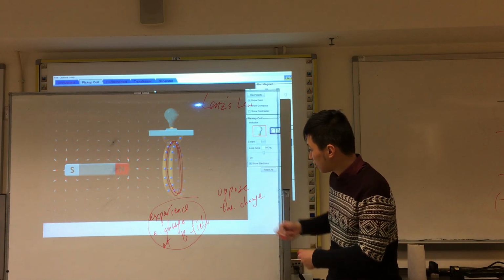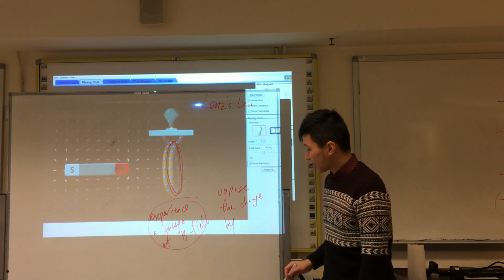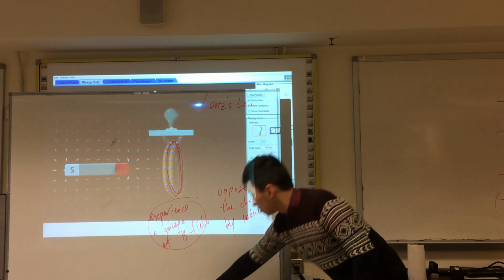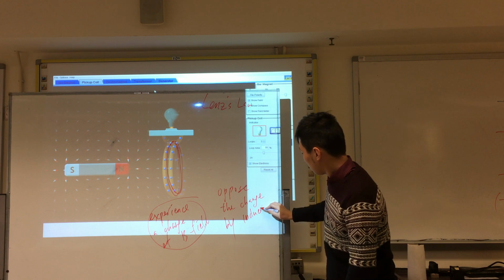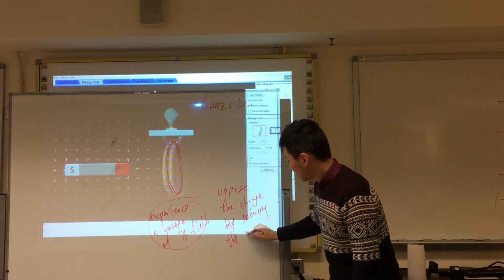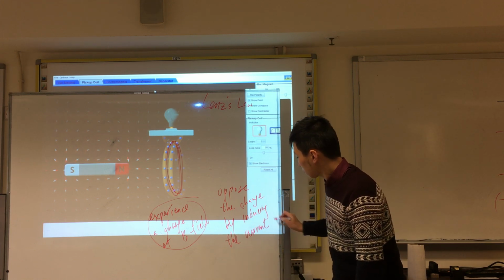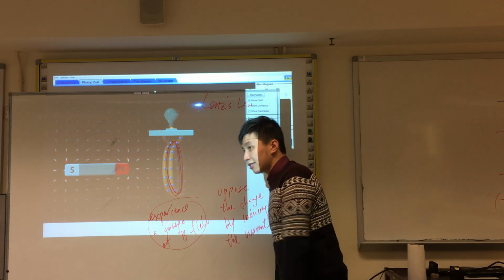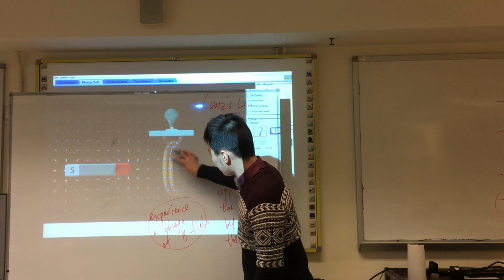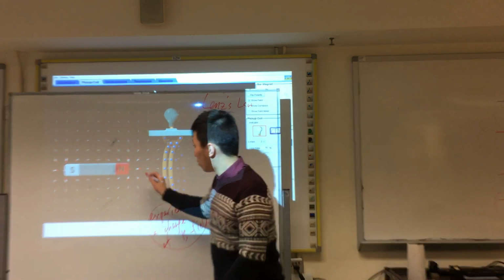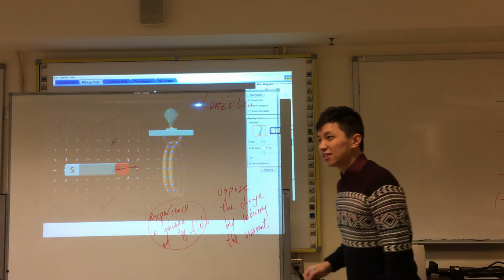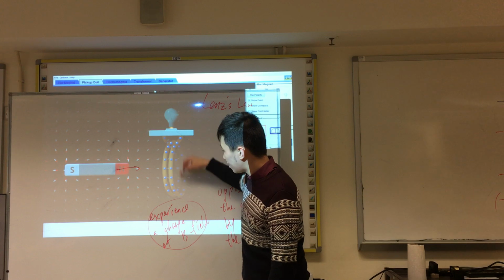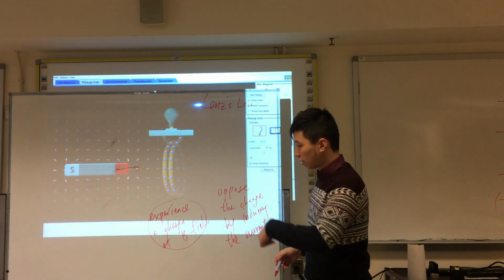And how you oppose the change is, this is the second part, by inducing the current in it. Okay? So maybe we did this exercise last time again. But if I ask you, if I pull this in, how should the current be in this coil? Go up or go down?